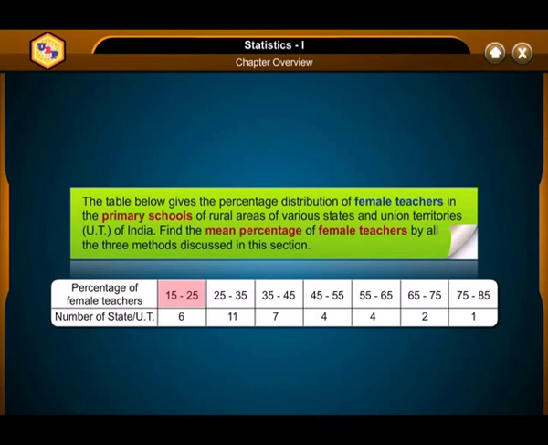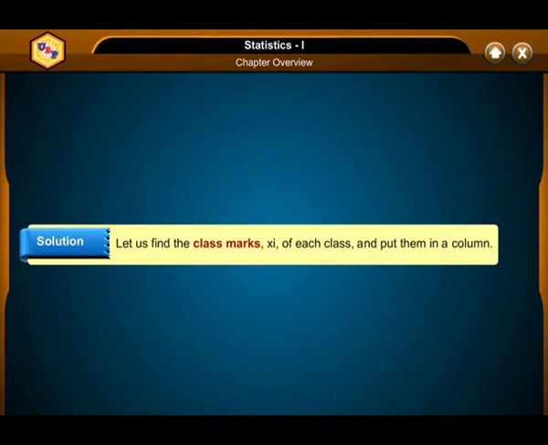15 to 25, 6. 25 to 35, 11. 35 to 45, 7. 45 to 55, 4. 55 to 65, 4. 65 to 75, 2. 75 to 85, 1. Solution.